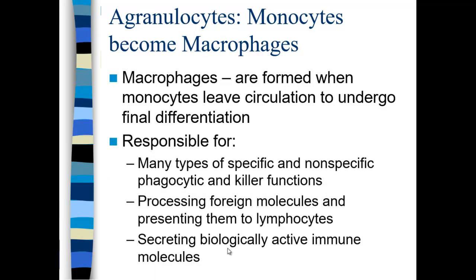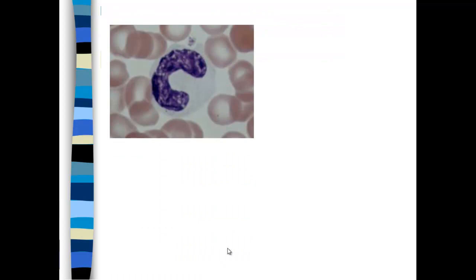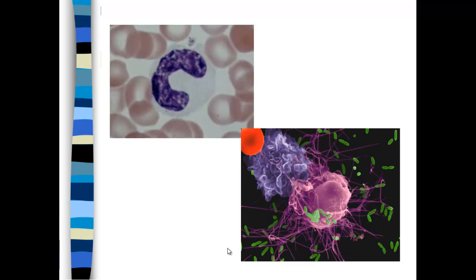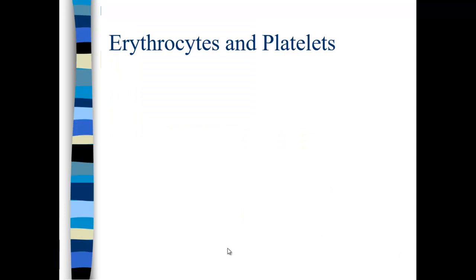These are responsible for many specific and non-specific phagocytic and killer functions. They will process foreign molecules and present them on the lymphocytes. This is called antigen presentation. And then they secrete biologically active immune molecules that are participating in the immune response. Here's a monocyte before it's differentiated into a macrophage. Here's a macrophage killing a foreign invader. Then we have erythrocytes and platelets.